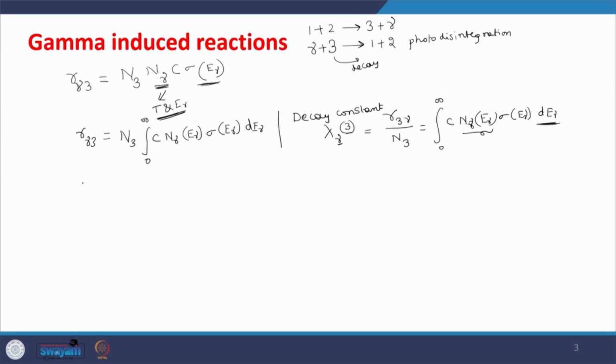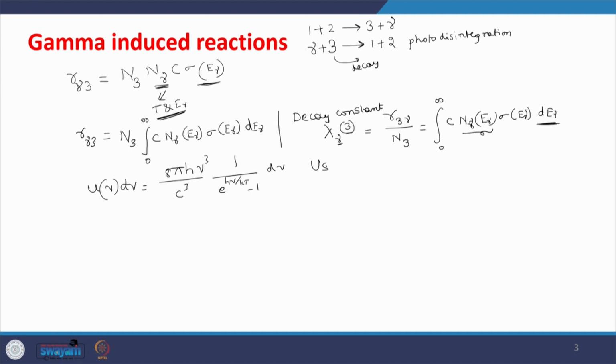I hope you remember the formula, right? It looks like this. The energy density of the electromagnetic waves having frequency between nu and nu plus d nu at temperature T is given by: energy density d nu is 8 pi h nu cube divided by c cube, 1 by e to the power of h nu by k T minus 1, d nu, right.